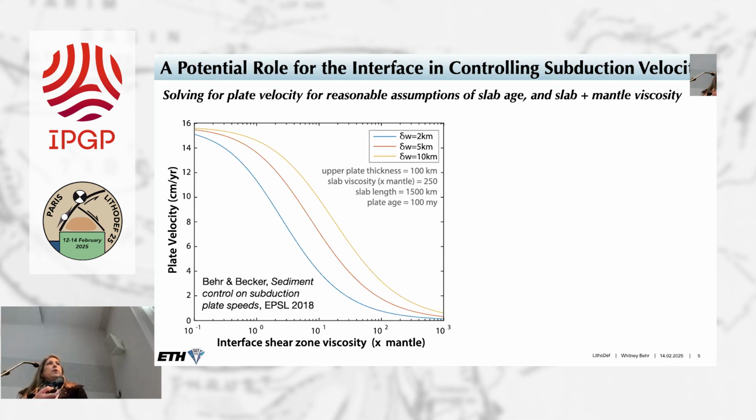It just shows that if your interface viscosity is really weak, say an order of magnitude weaker than the mantle, then you expect maximal velocities. If you make it stronger and stronger, you can eventually perhaps jam subduction.